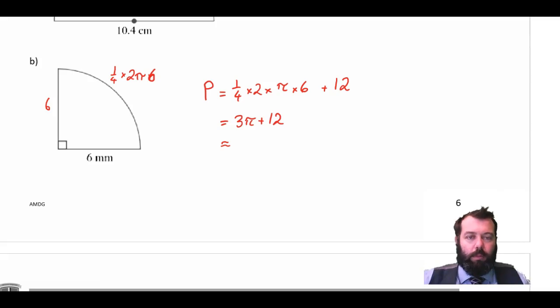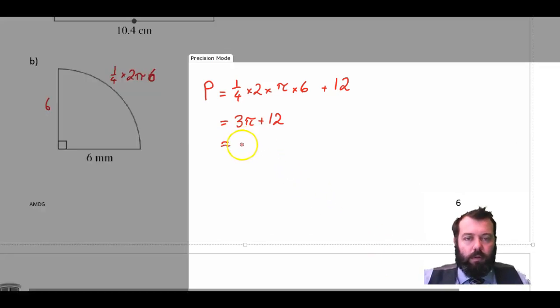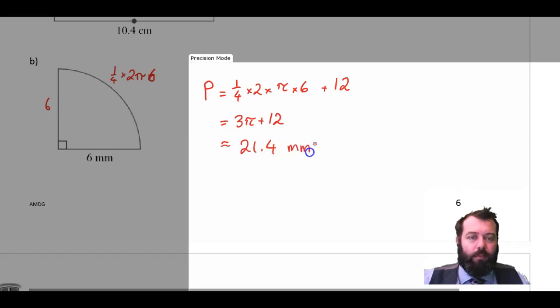Okay, is my pen back in action? Maybe. So that was 21.4 millimeters. Okay, again, to 1 decimal place.